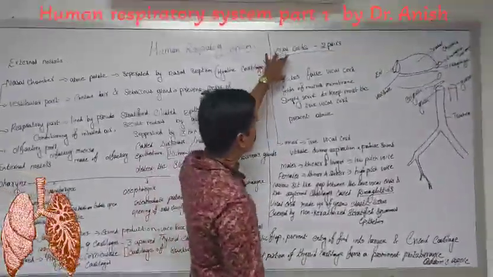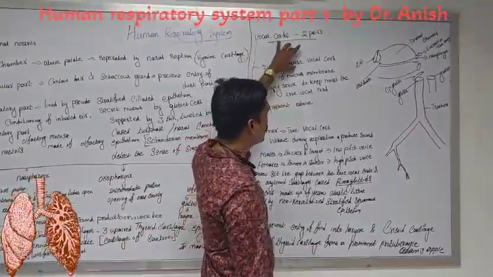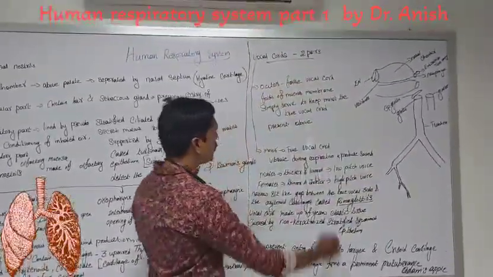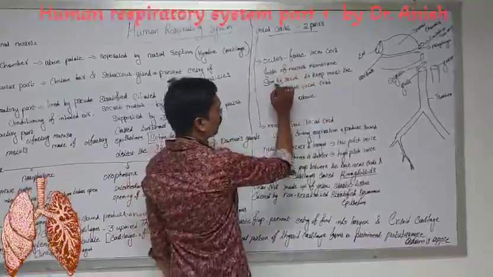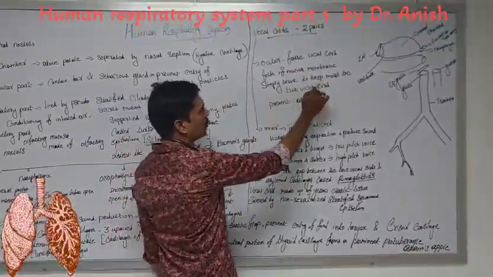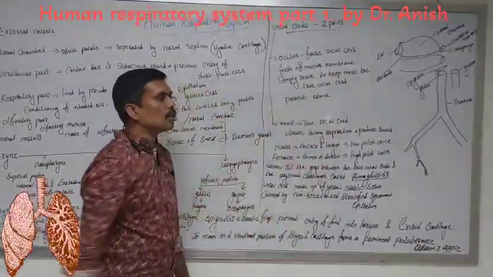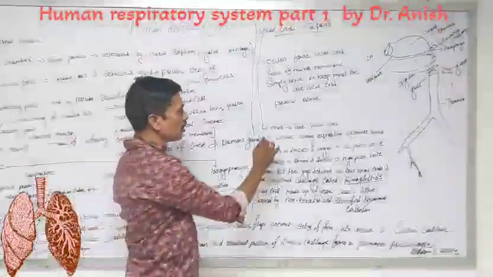The vocal cords consist of outer and inner portions. The outer portion is called the false vocal cord. These false vocal cords are made up of folds of mucous membrane. They simply serve to keep the true vocal cord moist. This is present above the true vocal cord. Then inside, the true vocal cords are there.